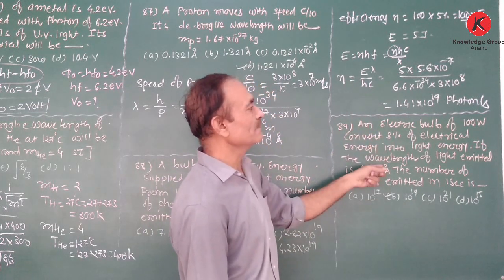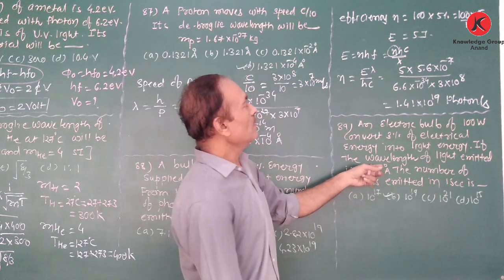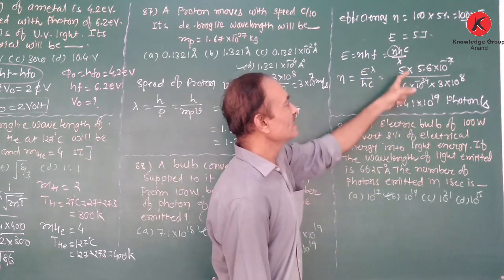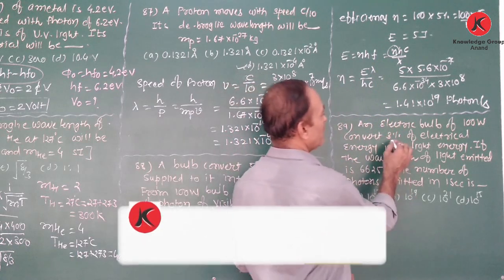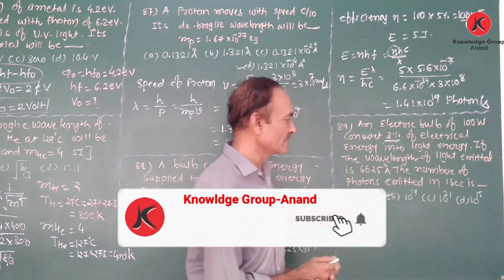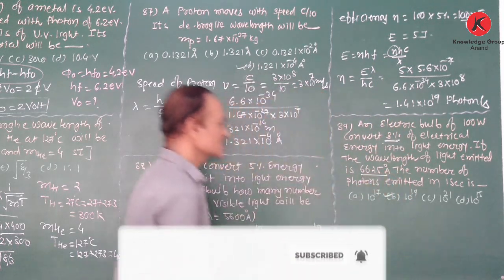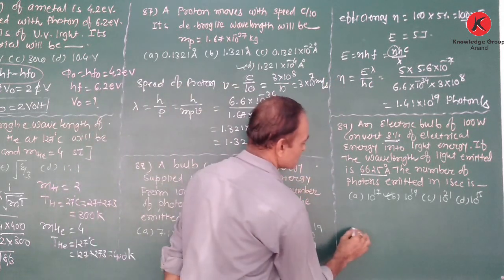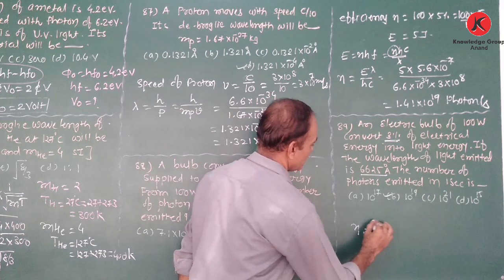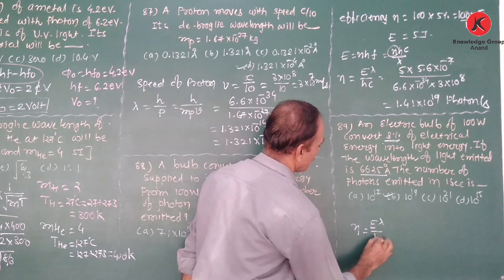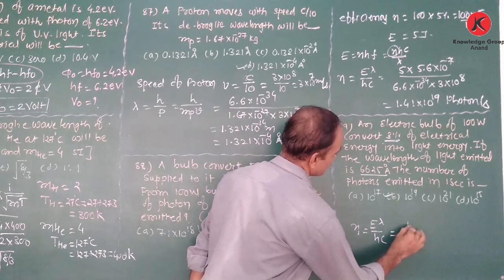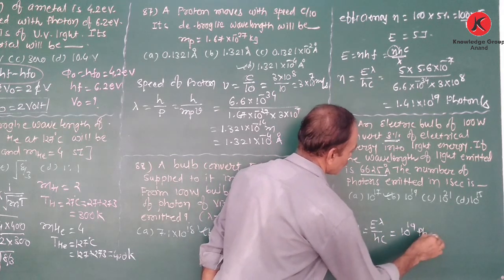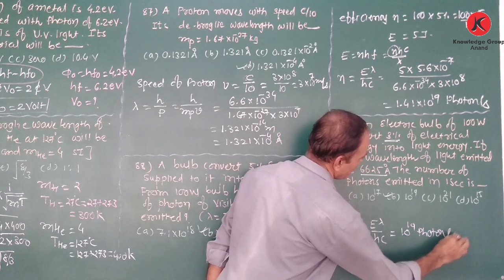Now, a similar example is given. Instead of 5%, here 3% is given, and the wavelength is given as 6625 angstrom. Calculate it yourself by using the same equation, n is equal to E lambda upon hc. You get the answer as 10 to the 19 photons per second.